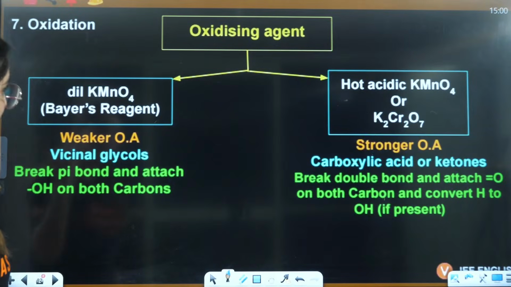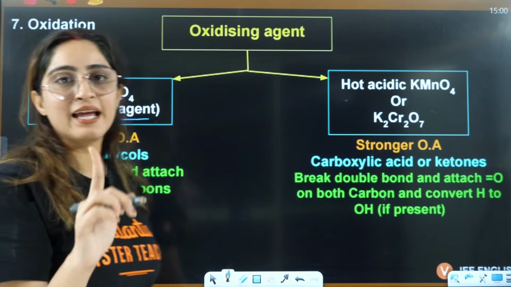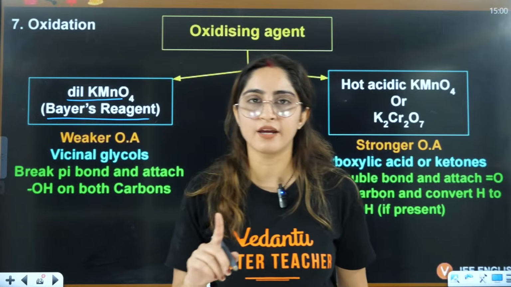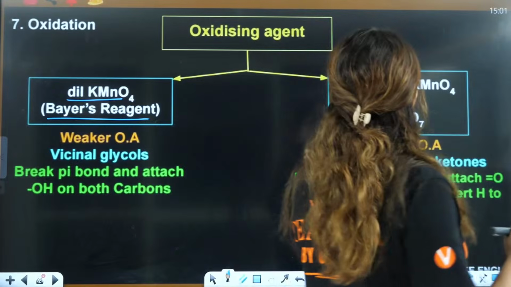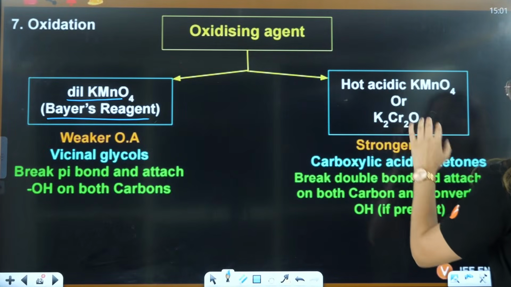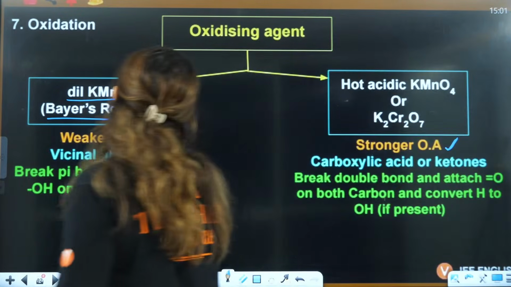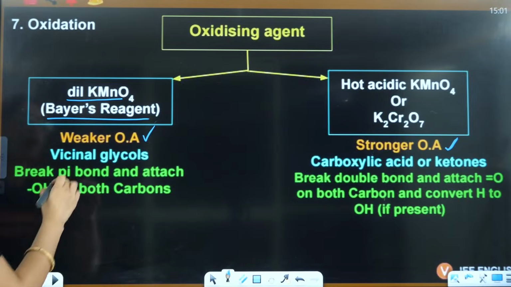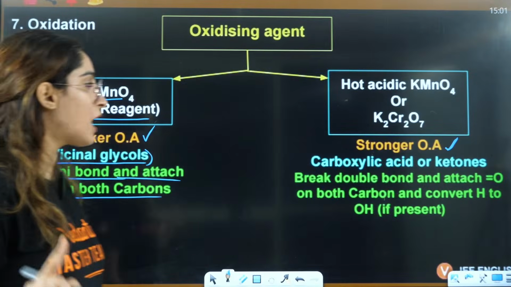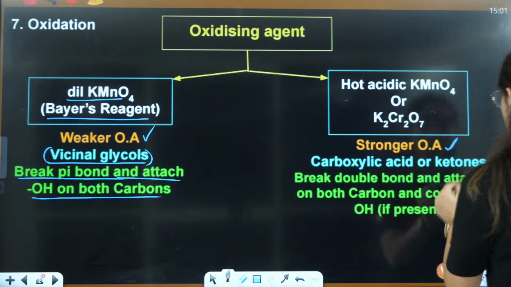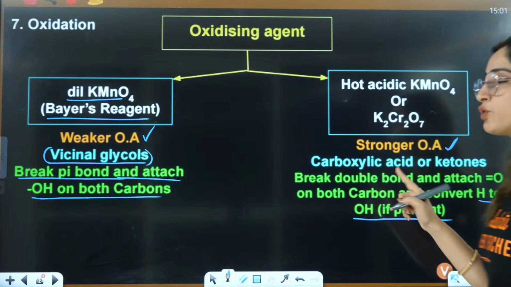Dilute KMnO4 is Bayer's reagent, alkaline KMnO4 is Bayer's reagent. Acidic KMnO4 is not Bayer's reagent. Hot acidic KMnO4 or hot acidic K2Cr2O7 is a stronger oxidizing agent as compared to dilute KMnO4. Bayer's reagent will form vicinal diols, breaking the pi bond and attaching OH on both the carbons. Here it will break the double bond, attach double bond O on both the carbons and convert hydrogen to OH if present.